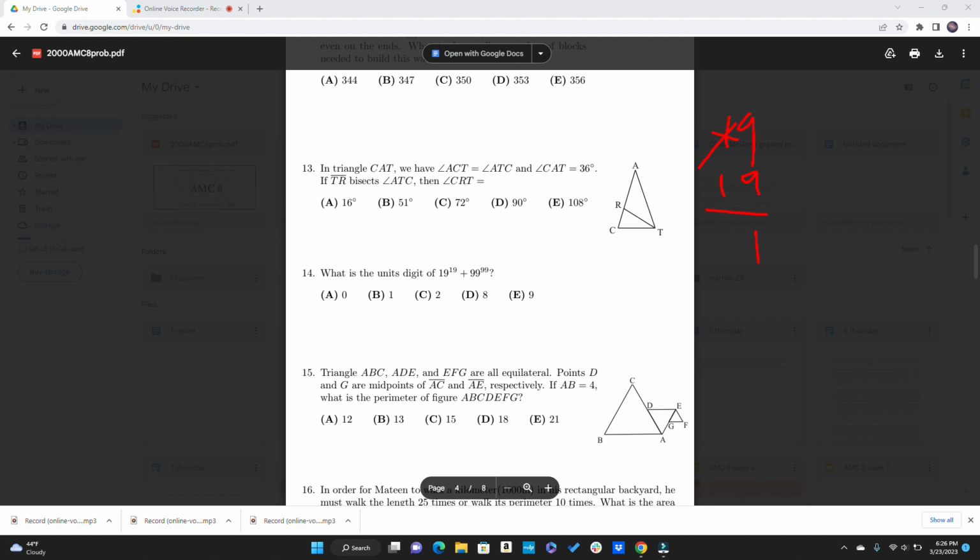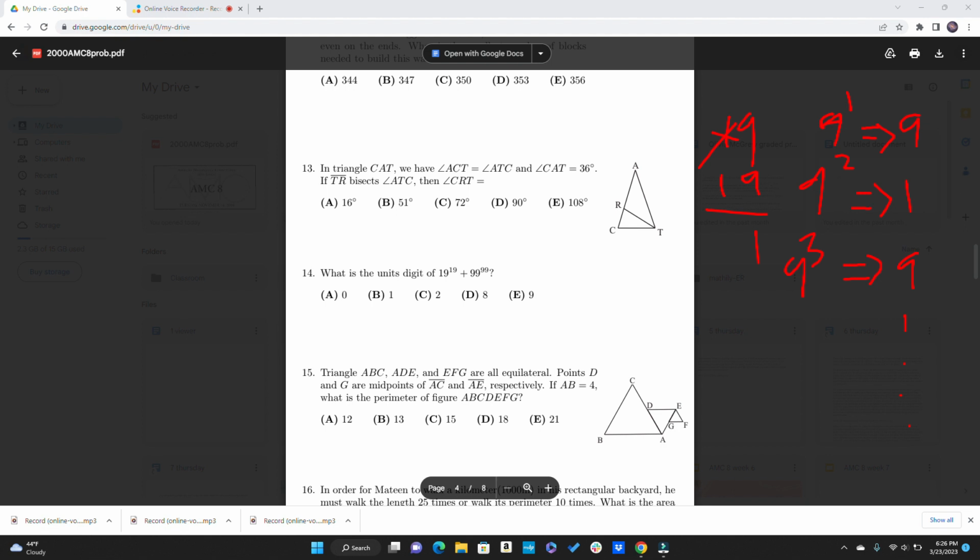So 9 to the 1, that's going to end in 9, right? It's just 9. 9 squared, that's going to end in 1, right? 9 times 9 is 81. There we go. 9 cubed, we can just multiply the 1 from 9 squared by 9. That's going to end in 9. And then we can keep going on, but we see that there's a pattern, right? It goes 9, 1, 9, 1.